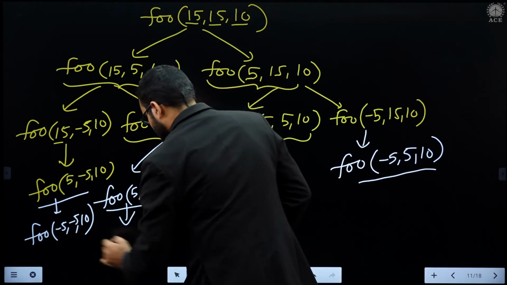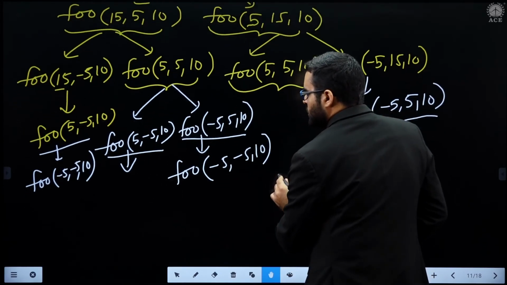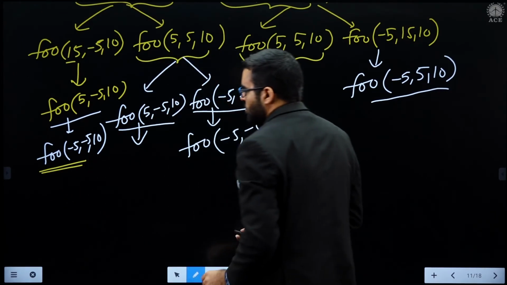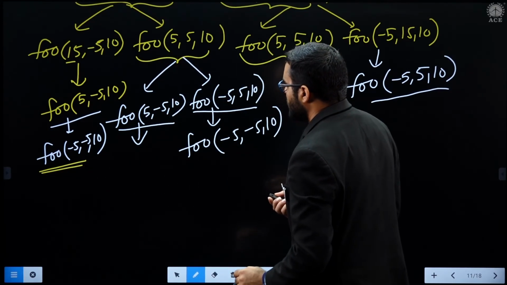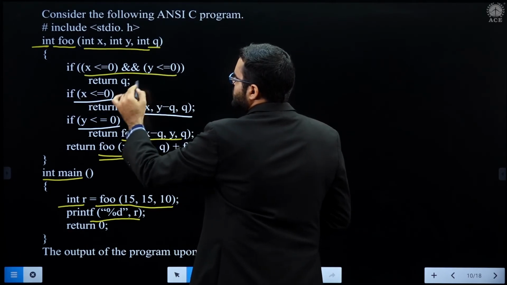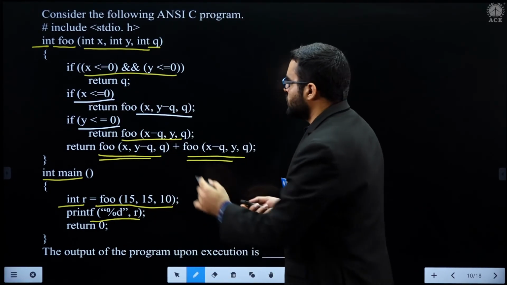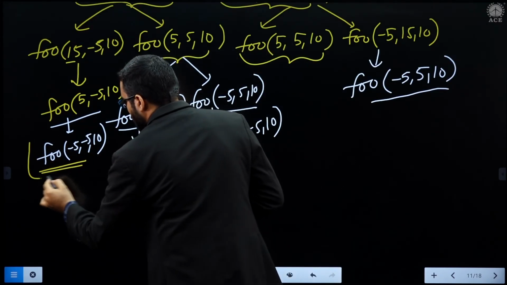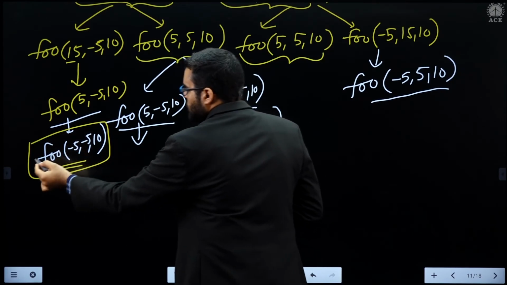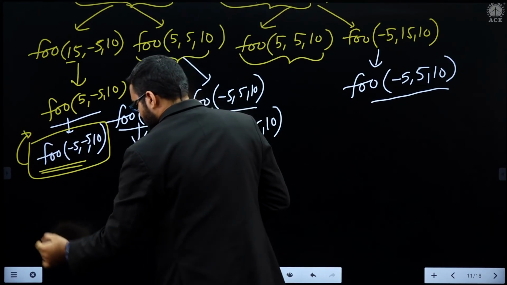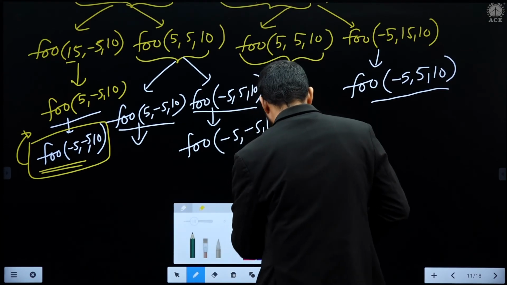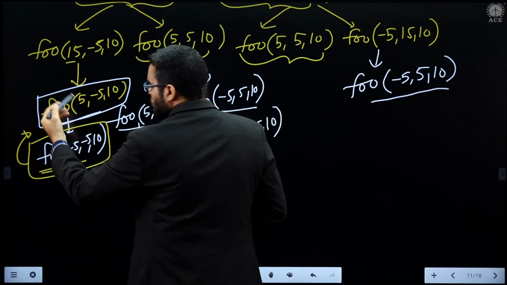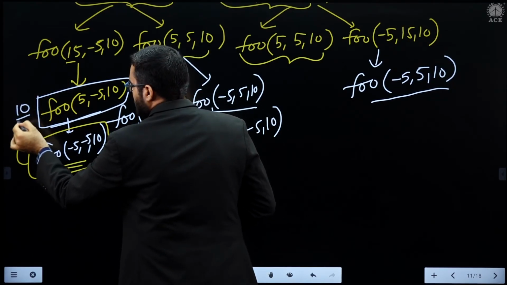So what is the value of this? Let me check. So these are the function calls we have. What is the value of this function call? Minus 5, 10. So both are negative. When both are negative, then just return q. So this function call will return the value 10, okay. This will return the value 10, and hence this function call will return the value 10.